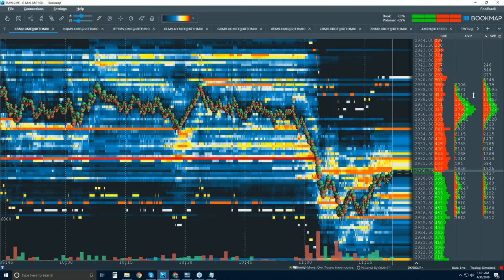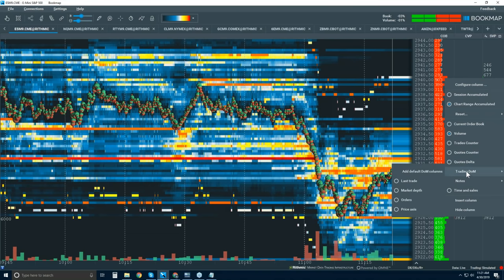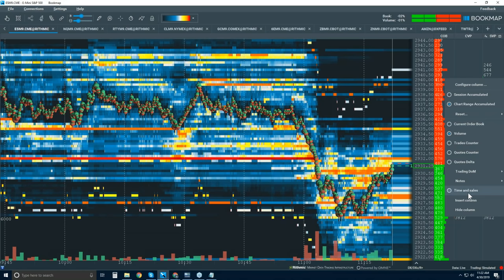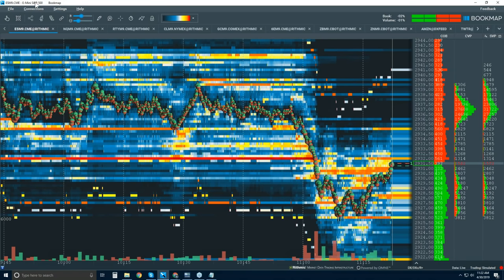There are some volume columns here, all sorts of ways of looking at volume. Let me just show you. Trades counter, quotes delta, a complete trading DOM, similar to other DOMs out there, very configurable. Trading notes, time and sales, all sorts of things here, all sorts of ways of configuring it as well. We also have trading from the Bookmap chart that I'm going to go over a little bit later. And then there's an API as well.